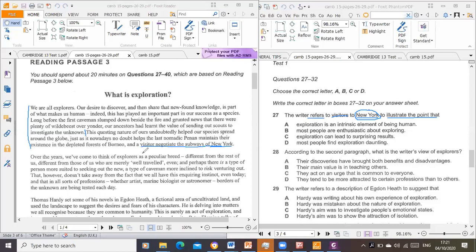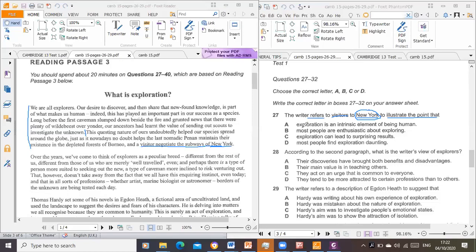So what is the answer? Exploration is an intrinsic element of being human. Most people are enthusiastic about exploring. Exploration can lead to surprising results. Most people find exploration daunting. So this is quite straightforward.